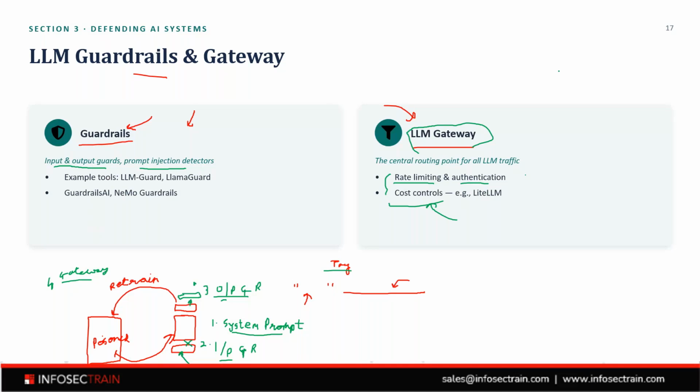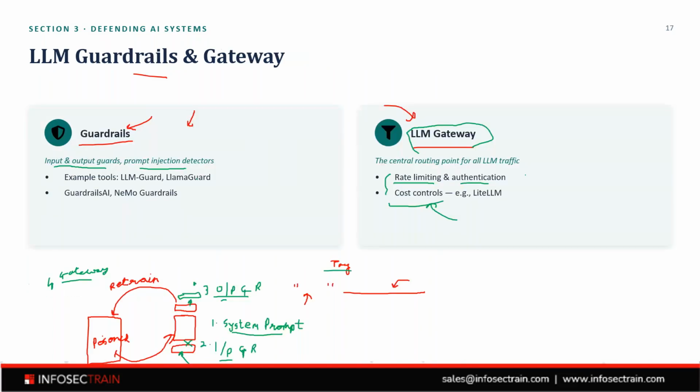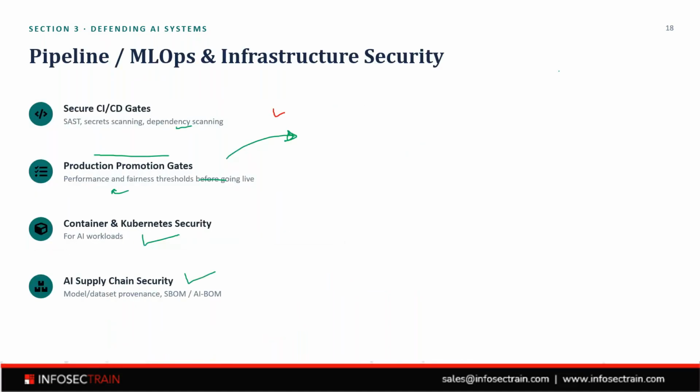Then how the guardrails can be applied. These things we also saw: when you're talking about defensive, you need to secure your CI/CD pipelines, container security, Docker and Kubernetes security, and AI supply chain security. And all the production promotion gates means we will promote a model to production only if it passes the evaluation, fairness and performance checks. So these kinds of things are also included in your security controls.